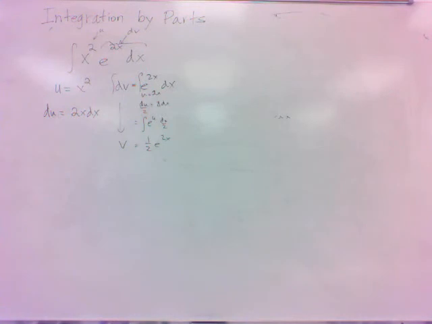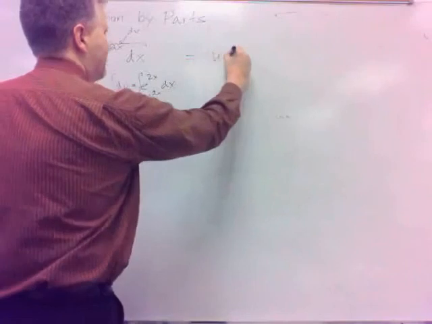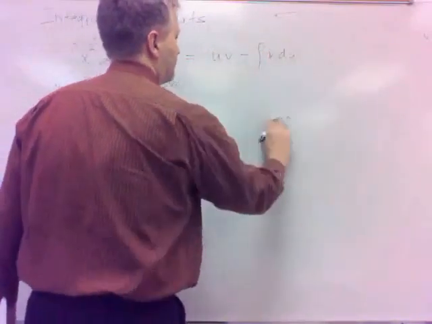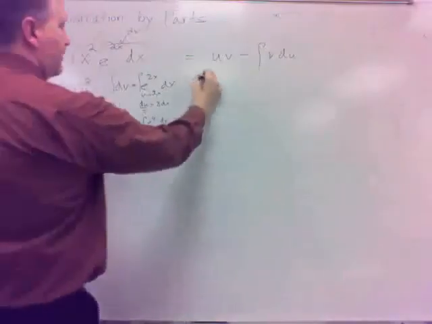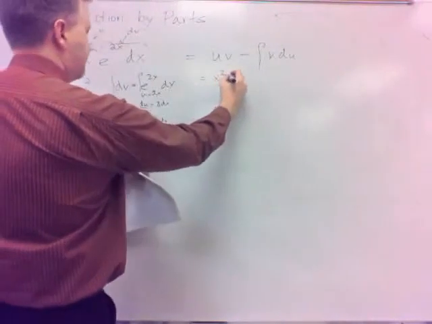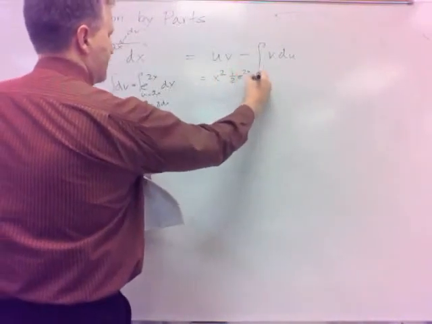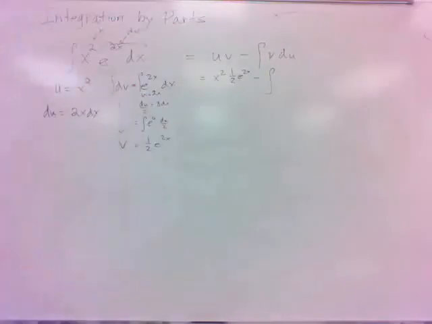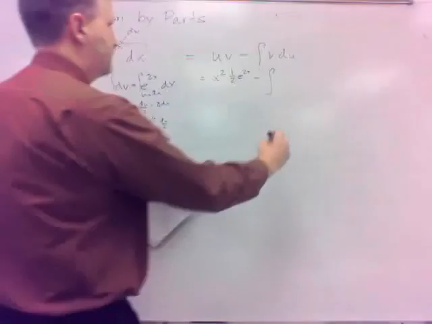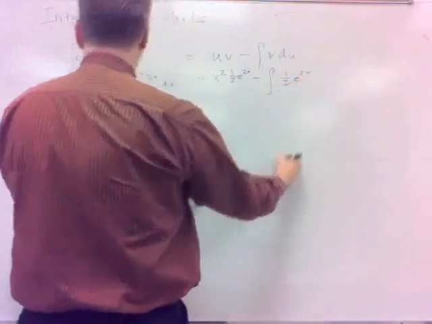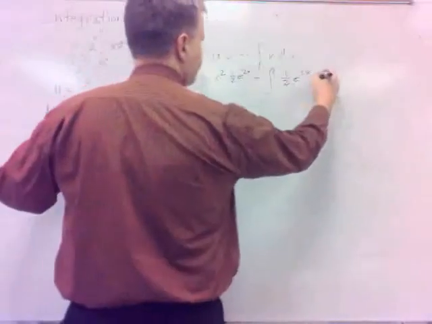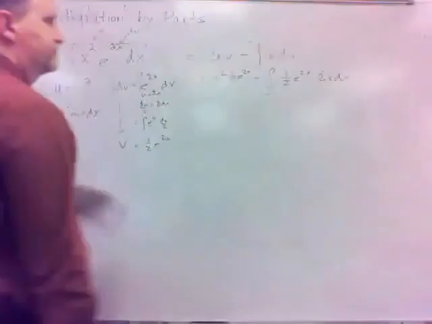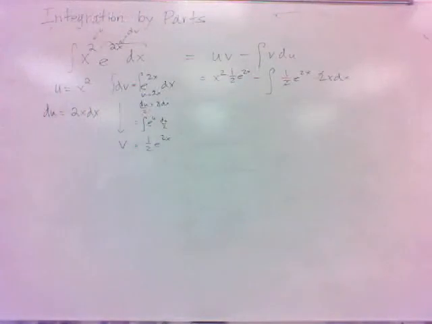So, just because we're using parts doesn't mean we can't use substitution. We may have to use u substitution. Matter of fact, I think we're going to have to use u substitution again. Just warning you there. All right, so it's uv minus the integral of v du. So it's u, x squared, times v, 1/2 e to the 2x. That's that part. Minus the integral of v, 1/2 e to the 2x, du is 2x dx. Well, the good news here is the 2x.